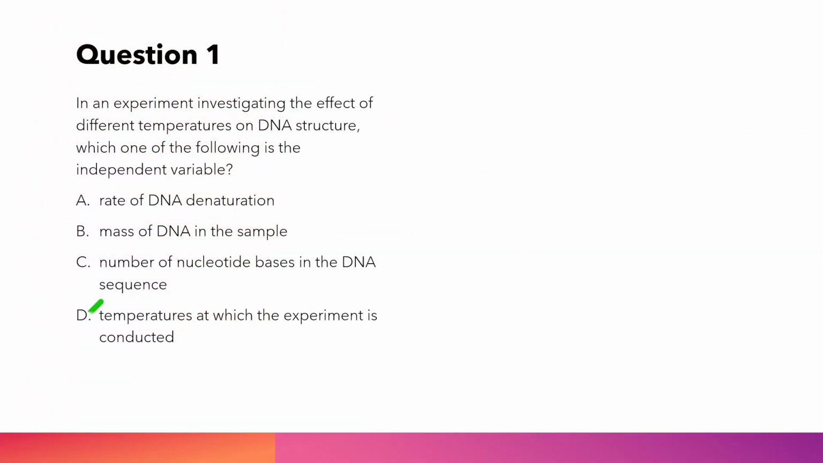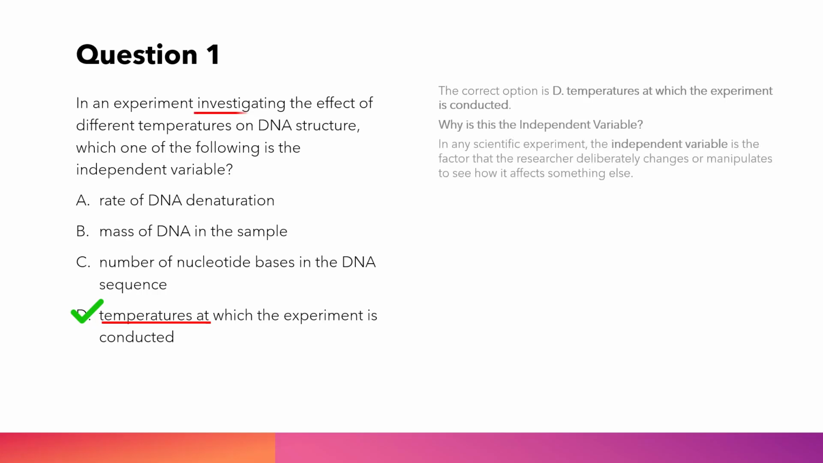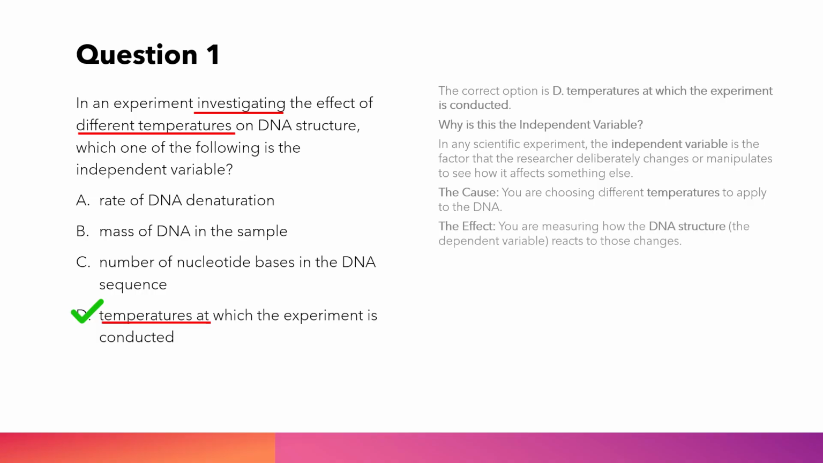The correct option is D, temperatures at which the experiment is conducted. Why is this the independent variable? In any scientific experiment, the independent variable is the factor that the researcher deliberately changes or manipulates to see how it affects something else. The cause: you are choosing different temperatures to apply to the DNA. The effect: you are measuring how the DNA structure, the dependent variable, reacts to those changes.